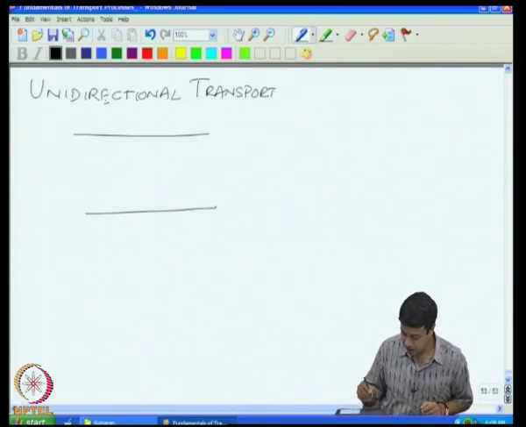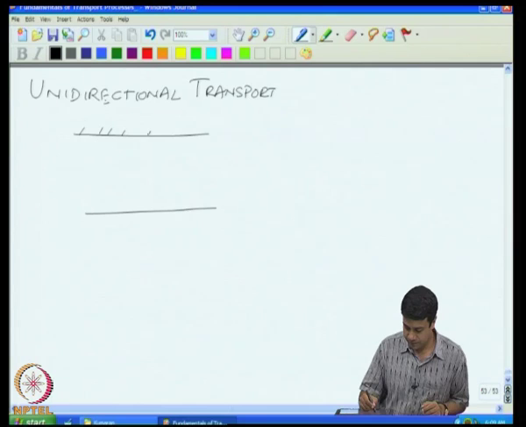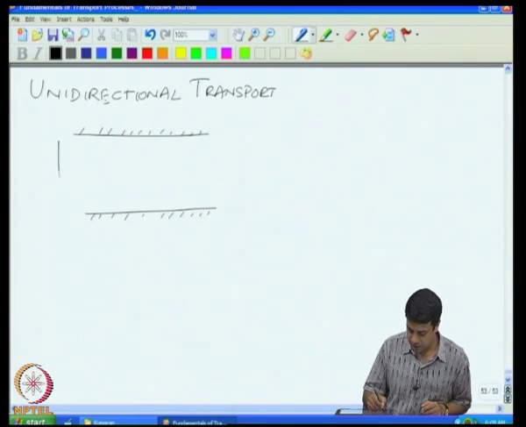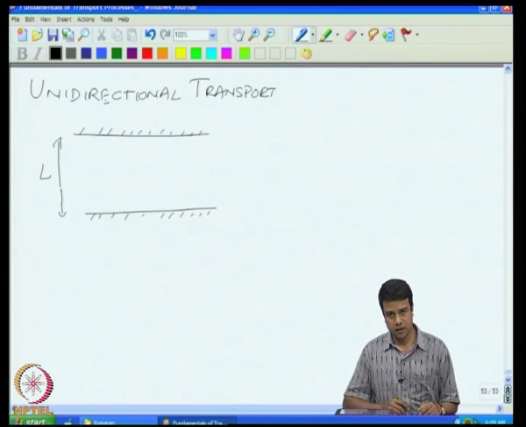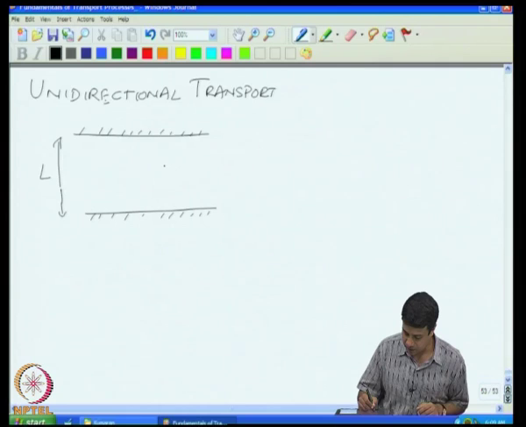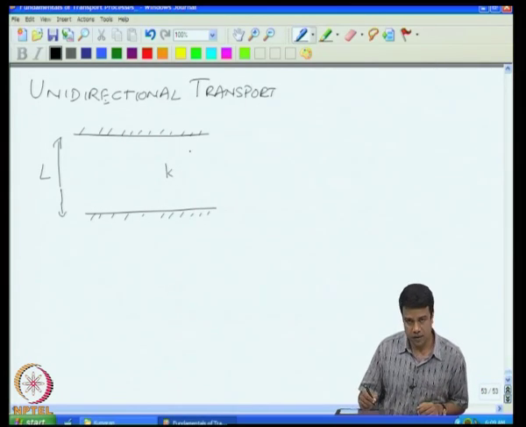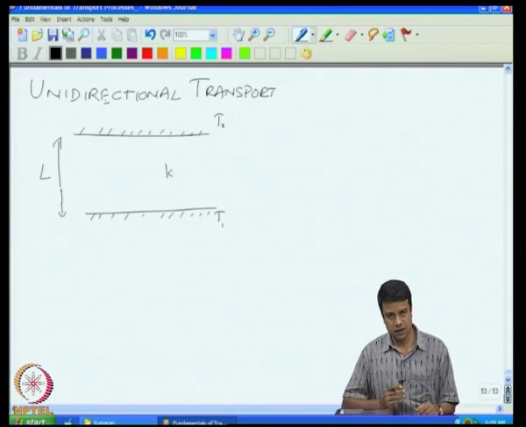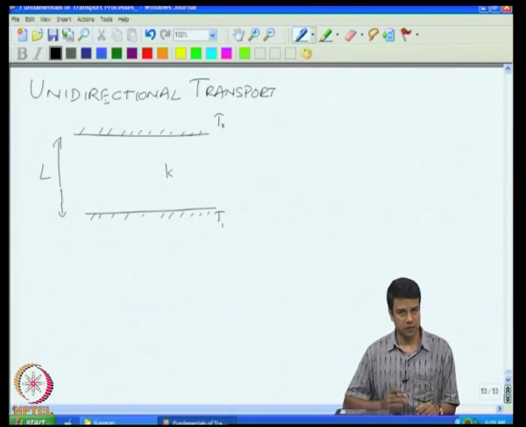Okay. I have two flat plates separated by a distance L. And in the heat transfer problem, I will have a fluid of thermal conductivity K between the two plates, and I will keep the temperatures of the two plates at two different values, T naught and T 1. And then I want to know what is the temperature in between the two plates.